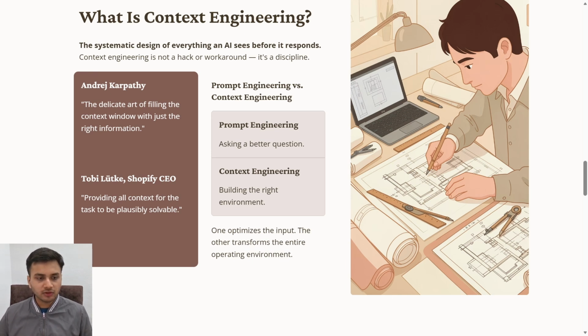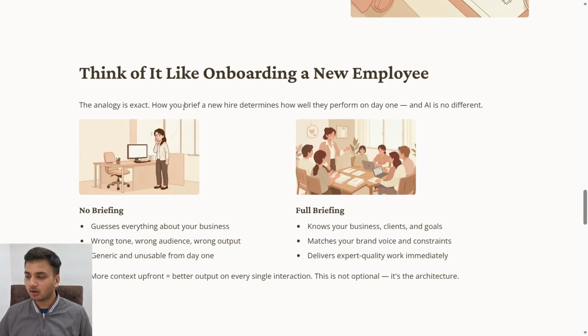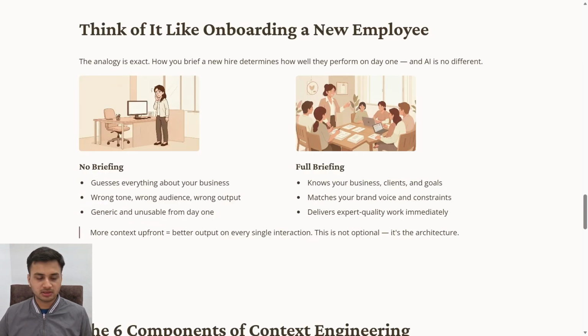Alright, now we can understand context engineering with an example. Think of it like onboarding a new employee. Suppose you hired a new employee, it's day one, and you gave absolutely no information to the employee. He has no information about what he is supposed to do, anything about the business, how he's supposed to do it, what he's not supposed to do, what the timings are. He has absolutely no idea because he hasn't been briefed.